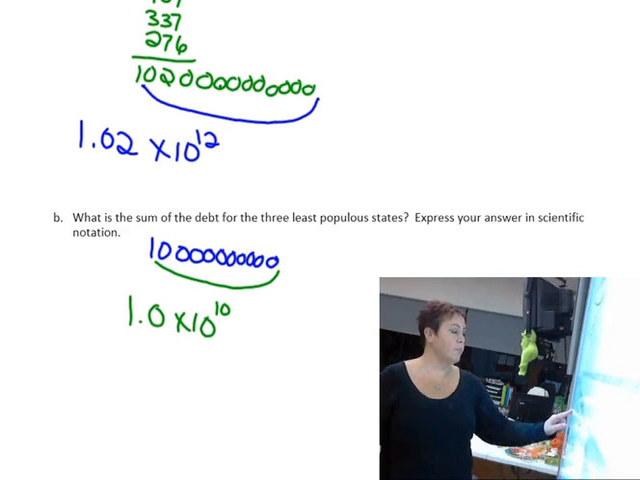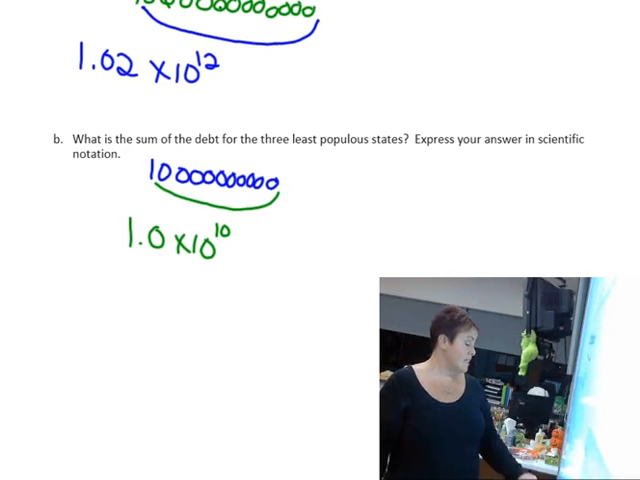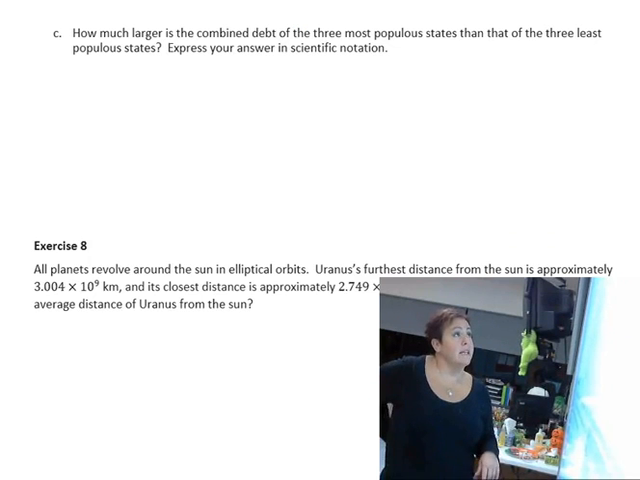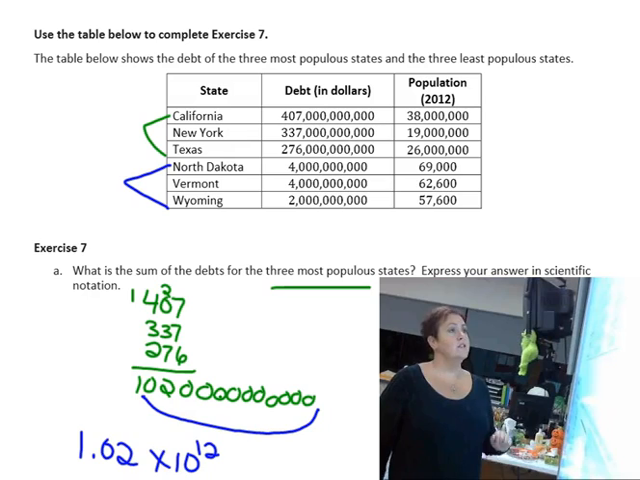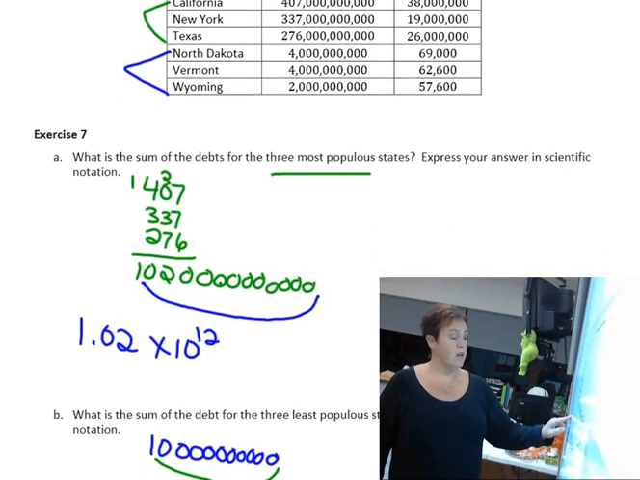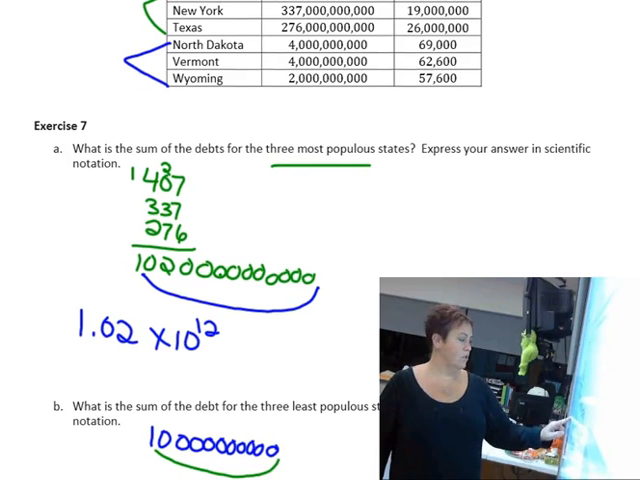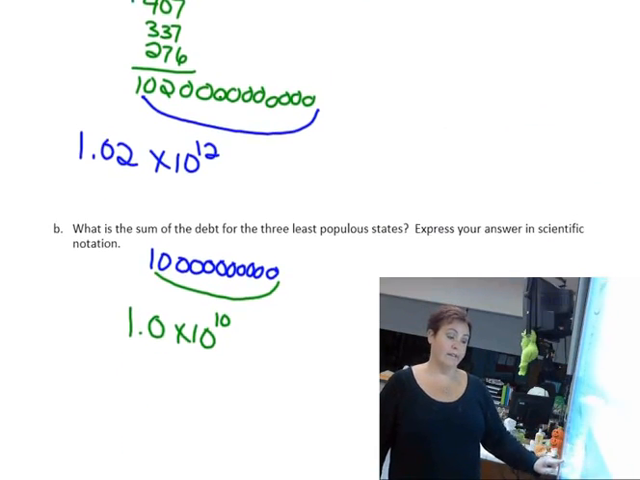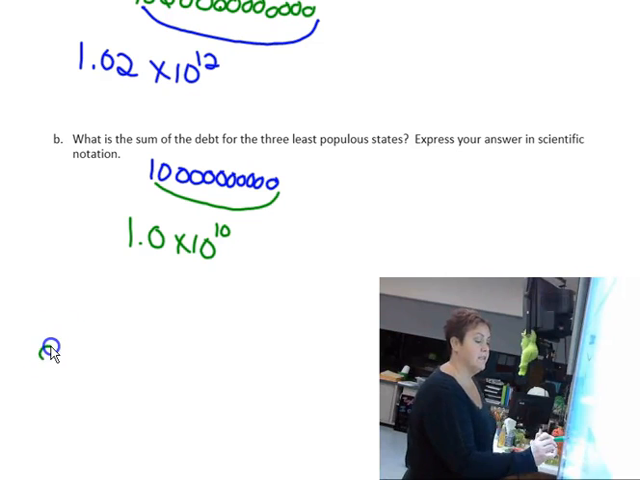All right, so being able to recognize numbers in scientific notation. Let's see. How much larger is the combined debt of the three most populous states than that of the three least populous states? Express your answer in scientific notation. So I'm going to go back over here, and I had 102 and then 10 zeros. It'd be easier if I could write it down here. I'm going to put C here.